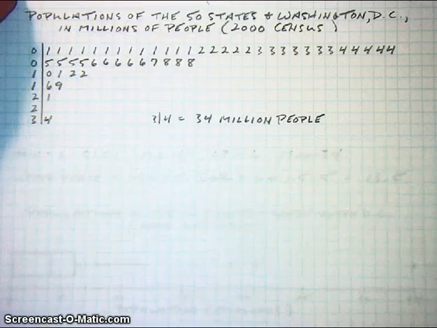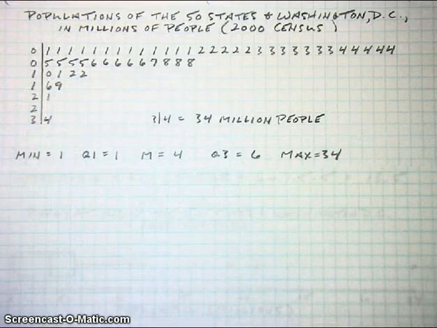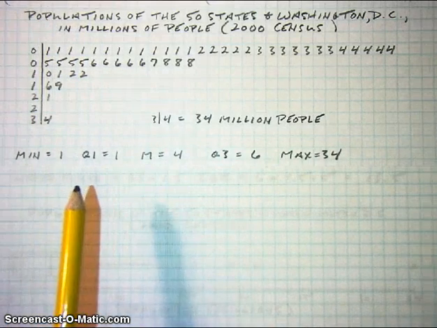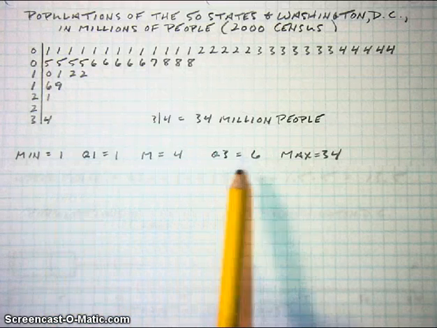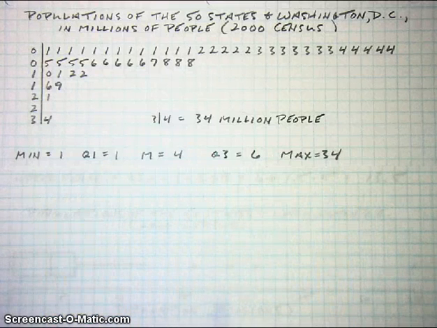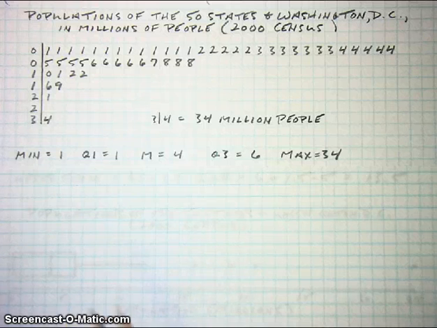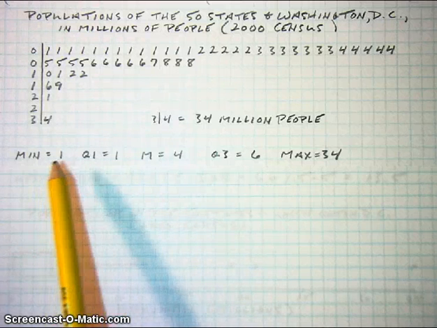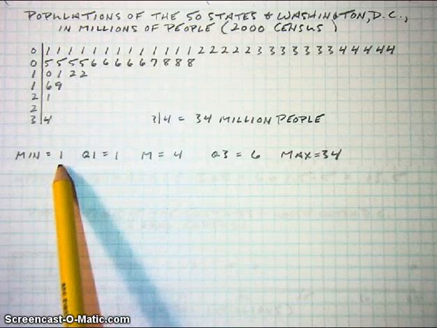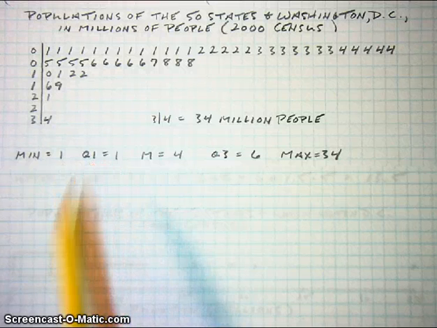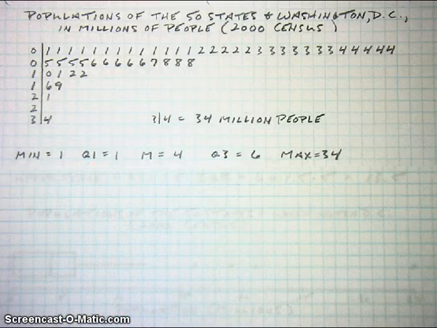So your 5-number summary looks like this. The minimum and the first quartile are the same. And here's your median, Q3, and maximum. Now, if you want to determine if there are any outliers, it's obvious there are no outliers at the low end, because the minimum is the same as the first quartile. So you're not going to have to worry about going outside the fence there.